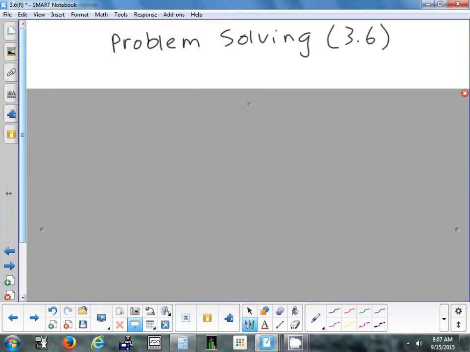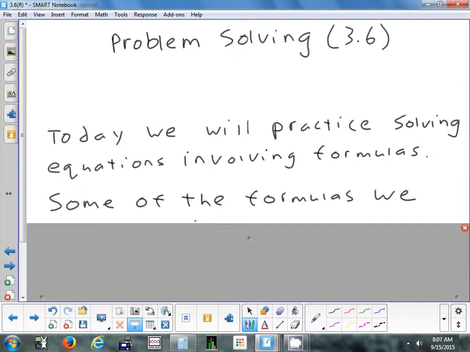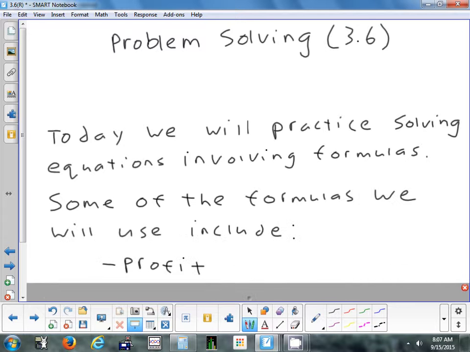Right, so let's take a look at section 3.6. Okay, so 3.6 is basically on problem solving. And we're going to practice solving some equations using 3 different formulas. Okay, we're going to talk a little bit about profit. How do you find profit? Say when you have expenses involved and you're selling tickets, so maybe you're making money, but we want to find profit.